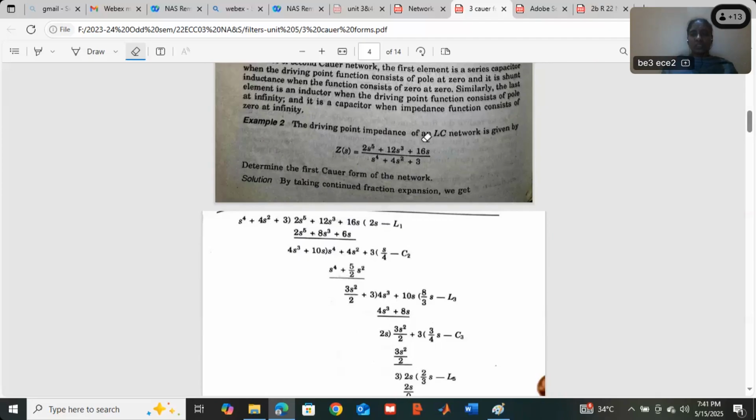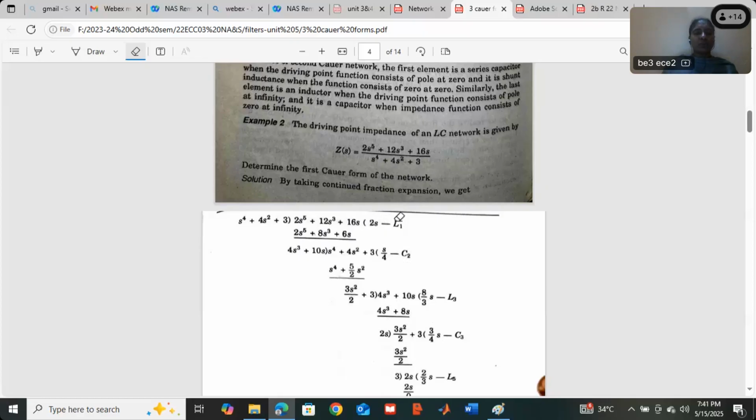In the question itself, they have mentioned it is an LC network, and first Cauer form they have mentioned. First Cauer form means L will be given more importance. So the first quotient will start with L. Next value is C, next value L, next value C, like that. Because in Cauer form 1, when an inductor is there, the inductor will be given highest preference.